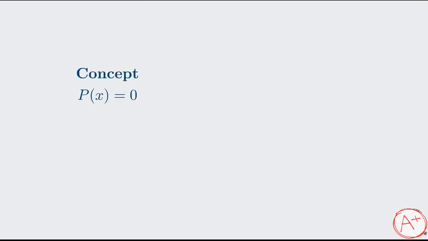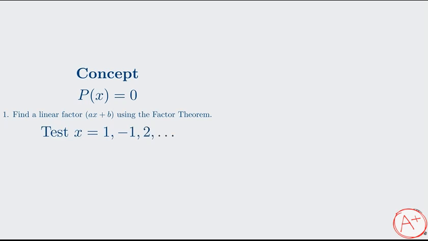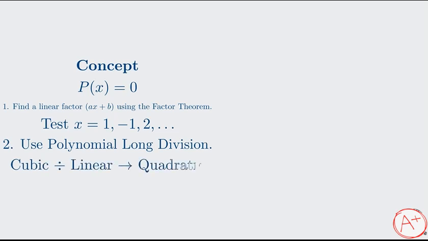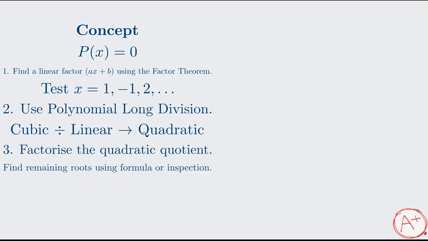Once you have identified factors, you will often be required to solve the equation p of x equals 0. This involves 3 key steps. First, use the factor theorem to find at least one root. If the question doesn't give you a starting point, test small integers like 1, -1, or 2. Second, divide the polynomial by your known factor. This reduces a cubic polynomial down to a quadratic quotient. Finally, factorize the resulting quadratic using the quadratic formula or inspection to find the remaining roots.